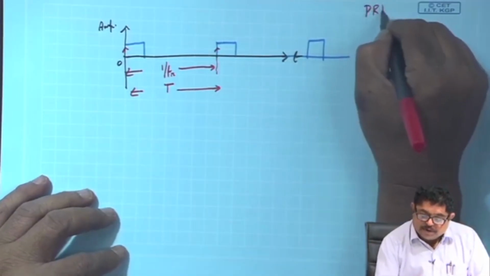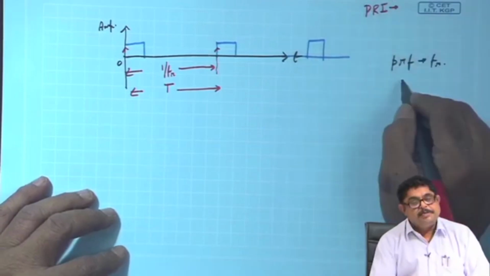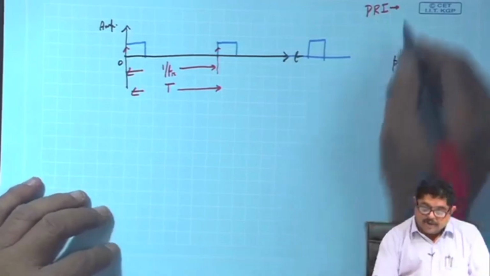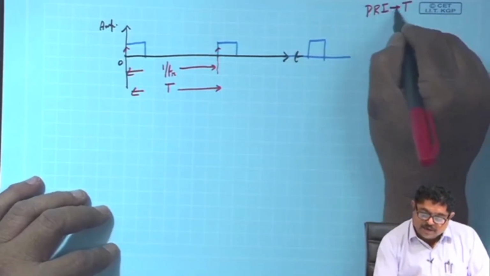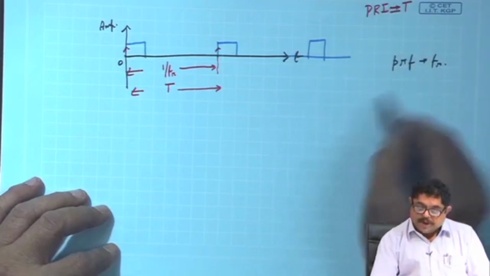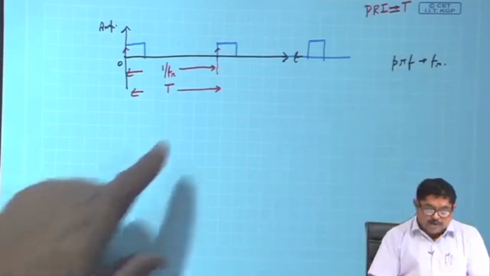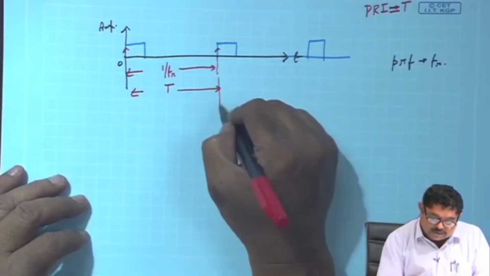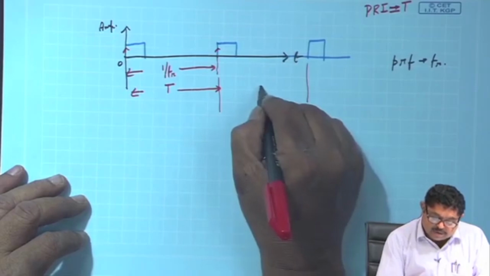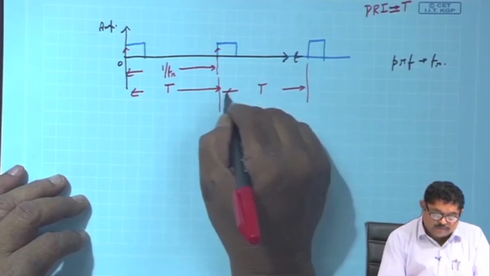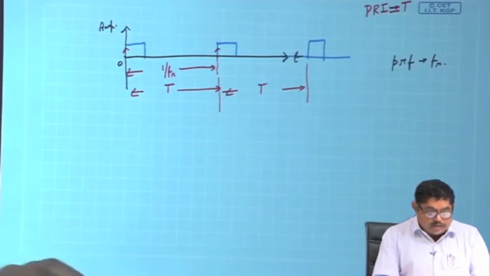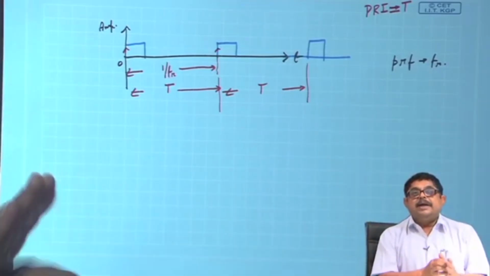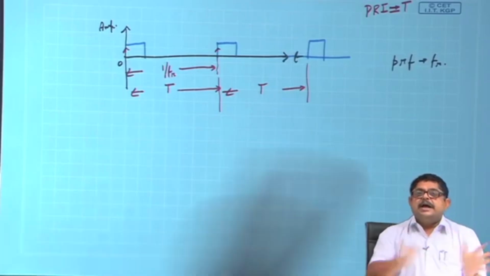Usually, it is not specified in terms of PRI, it is specified in terms of PRF, pulse repetition frequency. The pulse repetition interval I am calling PRI is equal to T. So, basically T is equal to 1 by FR. So, after every pulse, this time, if I calculate, is again T or 1 by FR.